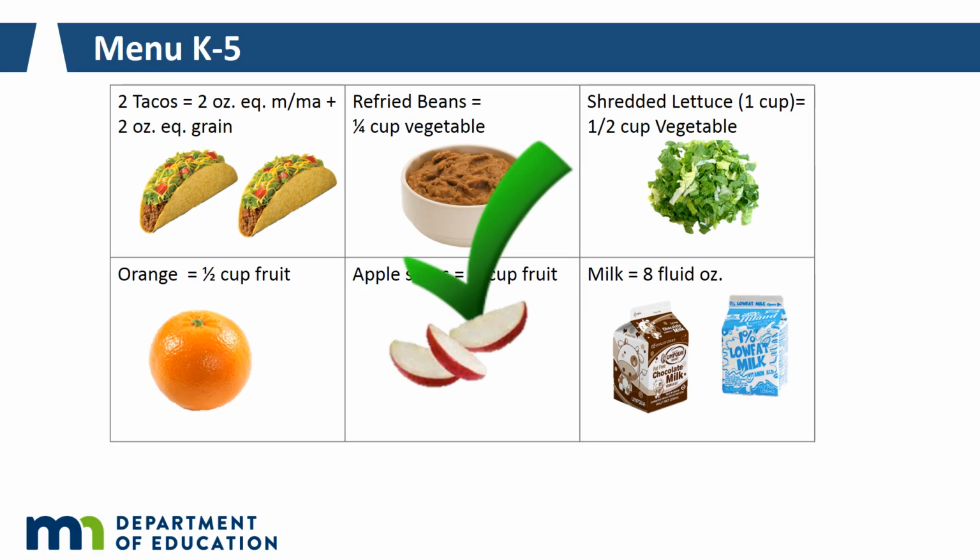Yes, it includes the required components in the correct portion sizes. At least a 1/2 cup of fruit, 3/4 of a cup of vegetable, at least 1 ounce of meat alternate and grains, and 1 cup of milk.